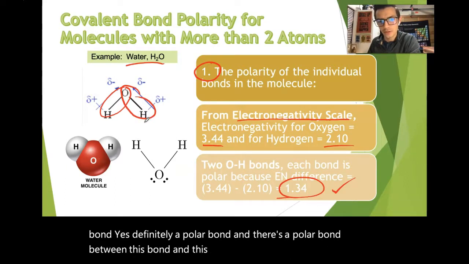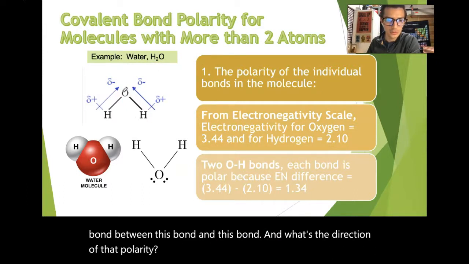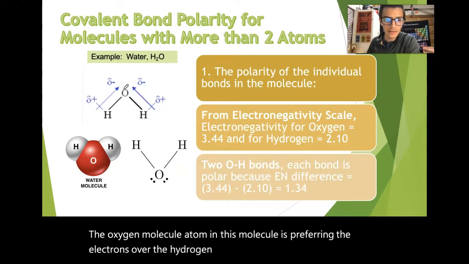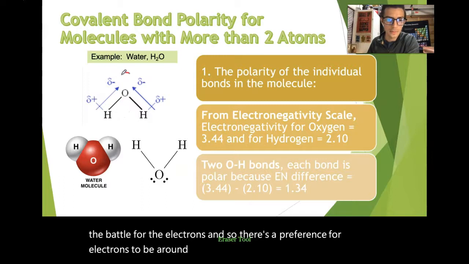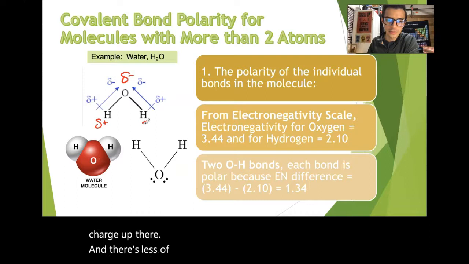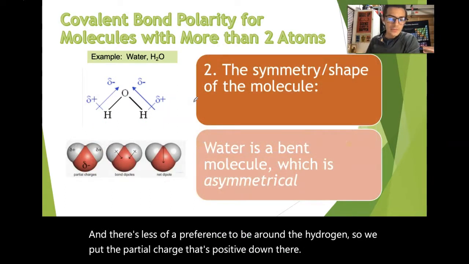And what's the direction of that polarity? Well, the oxygen atom in this molecule is preferring the electrons over the hydrogens. So in each bond, the oxygen wins the battle for the electrons, and so there's a preference for electrons to be around oxygen, so we put that partial charge up there. And there's less of a preference to be around the hydrogen, so we put the partial charge that's positive down there. Now we have to think about the symmetry.